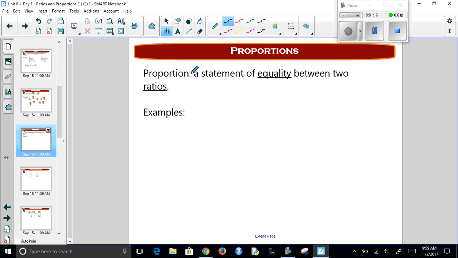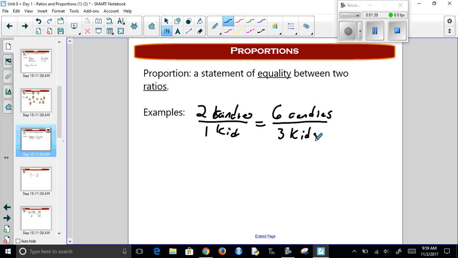Now, a proportion is a statement of equality between two ratios. So like 2 candies per 1 kid is going to be equal to 6 candies per 3 kids. So it's a statement of equality. There's an equal sign, and this ratio is equal to that ratio.